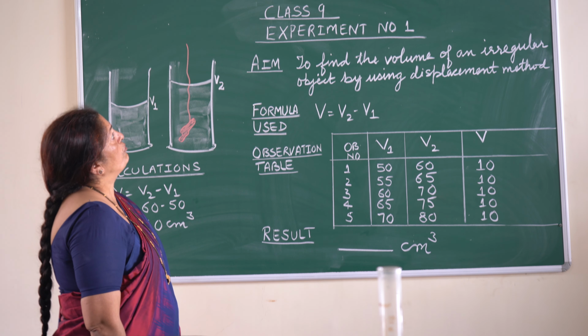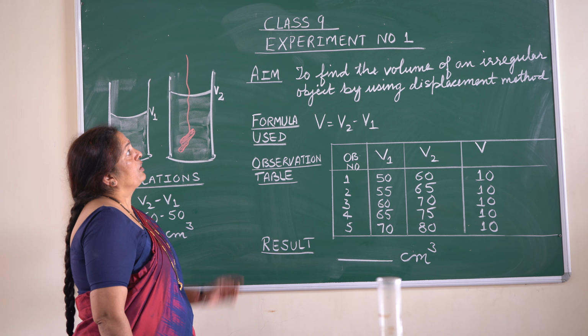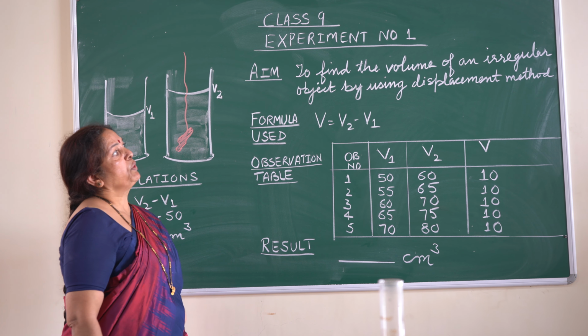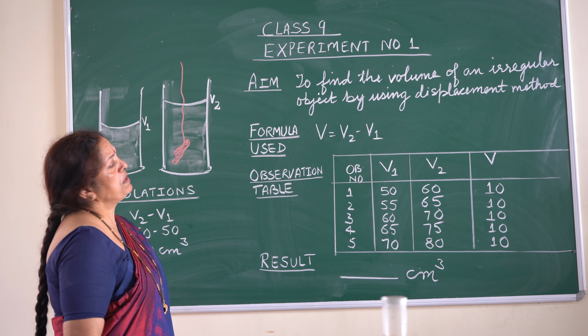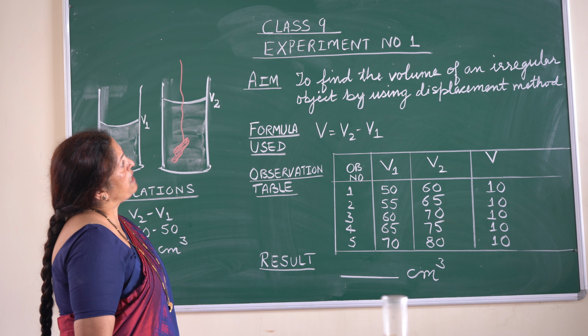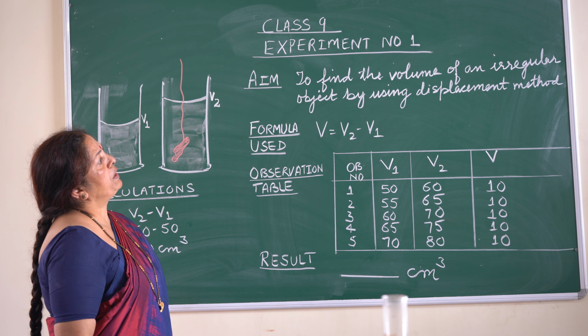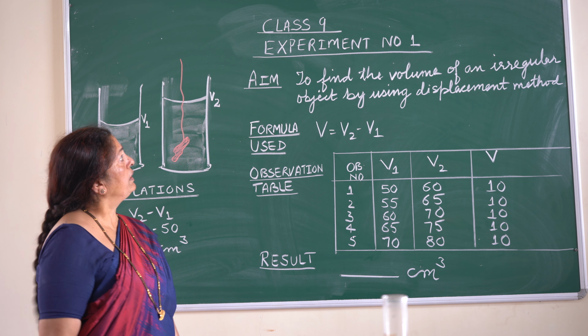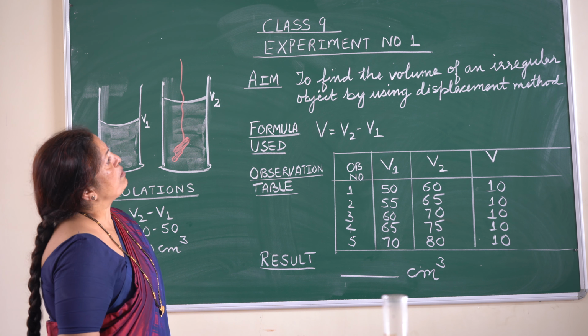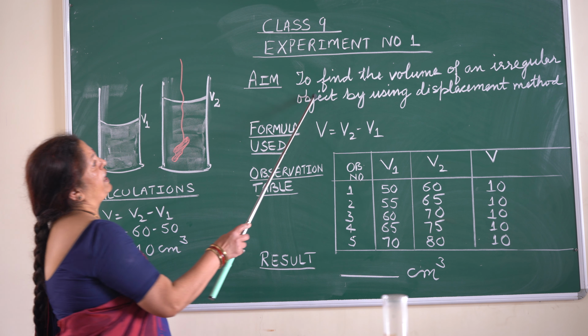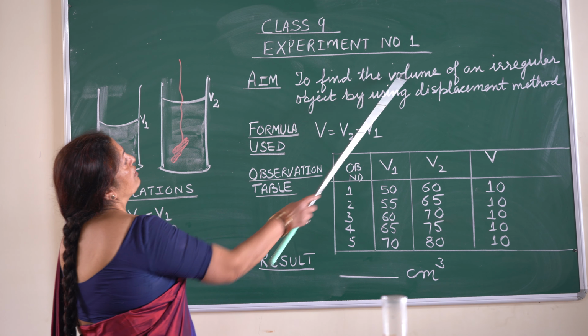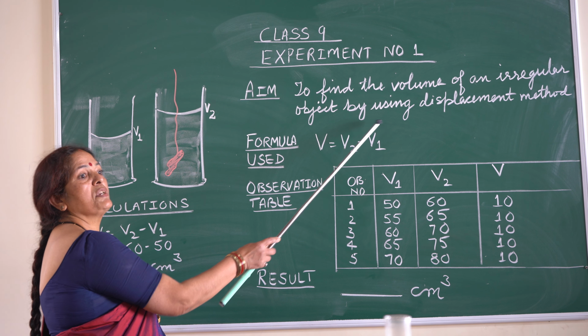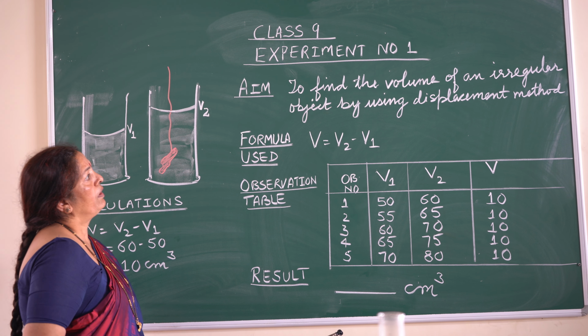Experiment number 1 for class 9. Today I am going to start with experiment number 1 for class 9 students based on the displacement method. The aim of the experiment is to find the volume of an irregular object by using the displacement method.